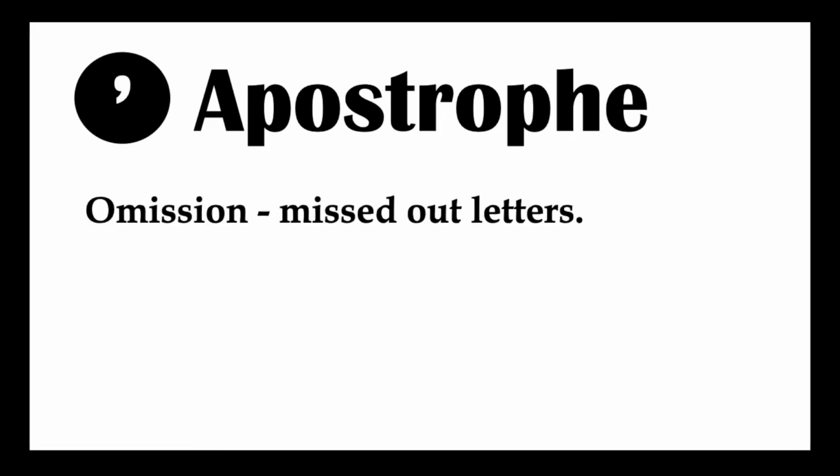The apostrophe is used to show that letters have been missed out. For example, we will, when these two words are contracted, i.e. joined together, it becomes we'll. Notice that the letters that have been missed out are replaced with an apostrophe.